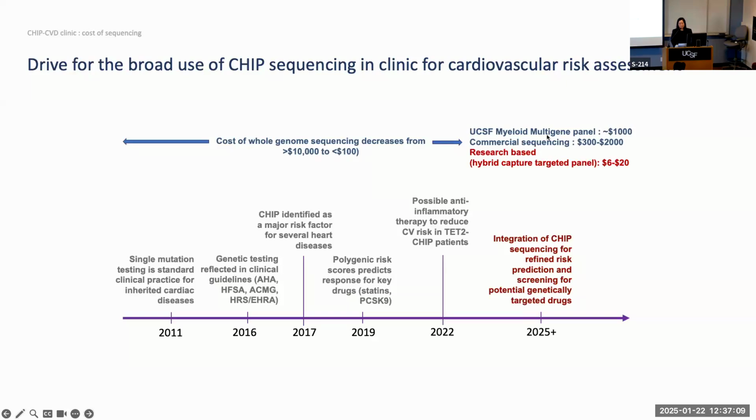Here at UCSF, we have a myeloid multi-gene panel, and out-of-pocket costs, which would be the case in our cardiovascular disease clinic, are about $1,000 per patient. Commercial sequencing is not that much cheaper, but can be. The range is quite variable depending on which provider you look for, and that can range from about $300 to $2,000. And again, these are out-of-pocket costs for our patients.